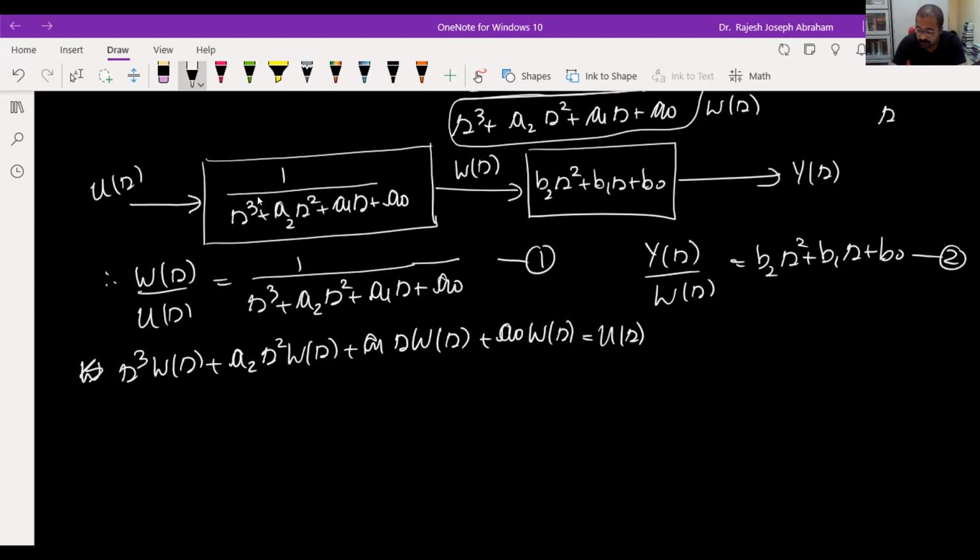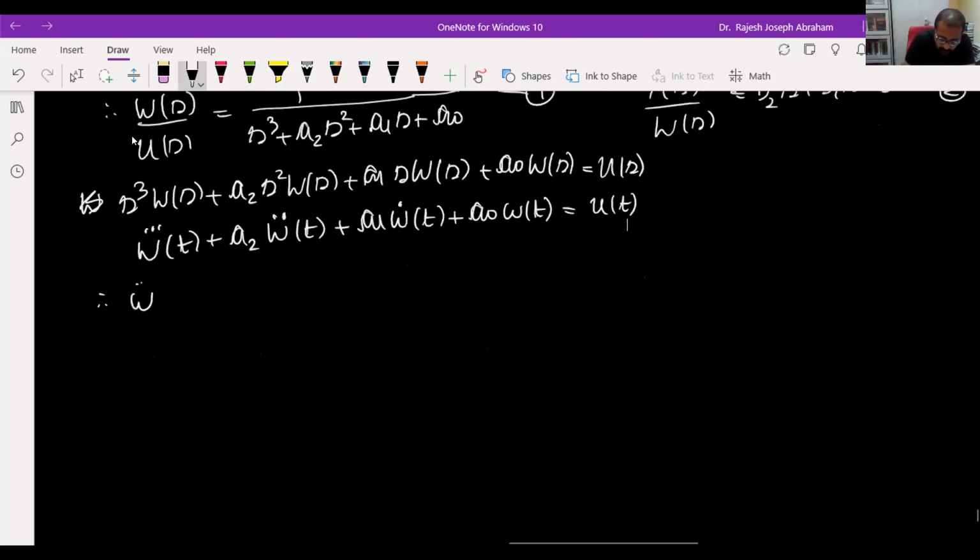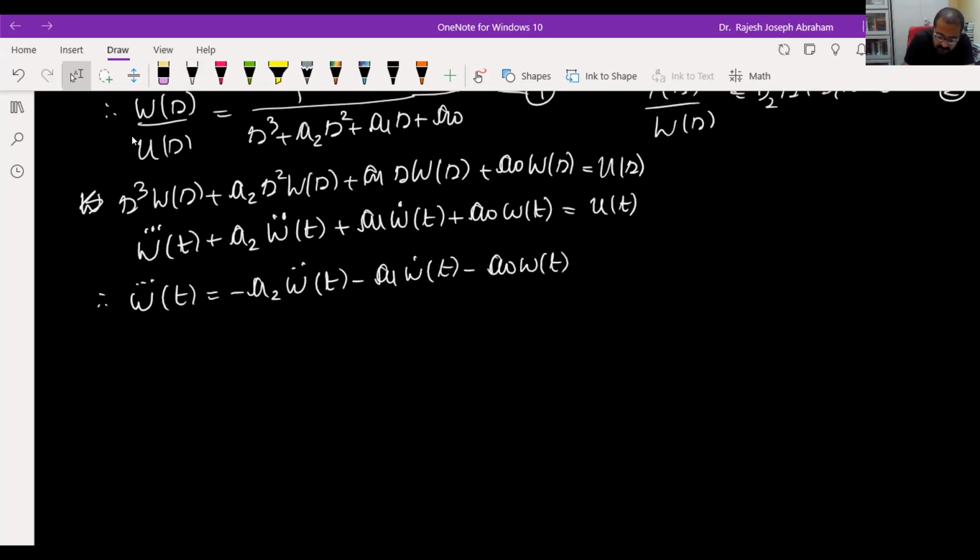Okay, so in time domain, what does s correspond to? s in the Laplace domain is equivalent to d by dt, that is the first derivative in time domain. So when you convert it to time domain, you will get w triple dot t plus a2 w double dot t plus a1 w dot t plus a0 w of t equals u of t. So what is w triple dot t from here? I can write, therefore, w triple dot t will be minus a2 w double dot t minus a1 w dot t minus a0 w of t plus u of t.